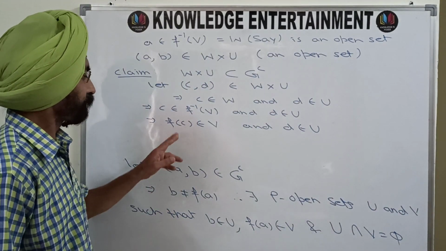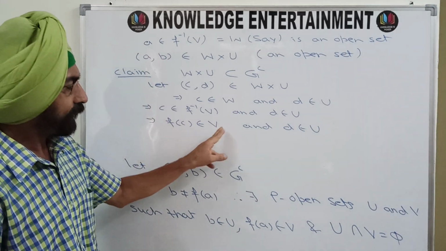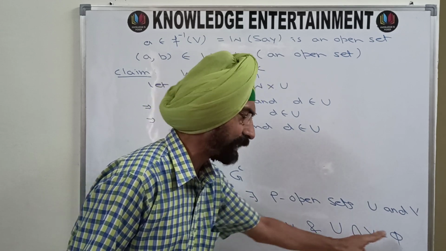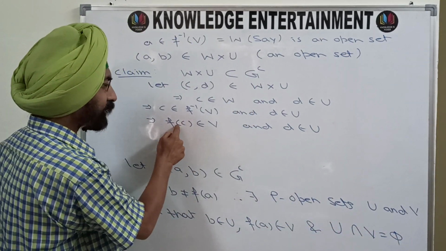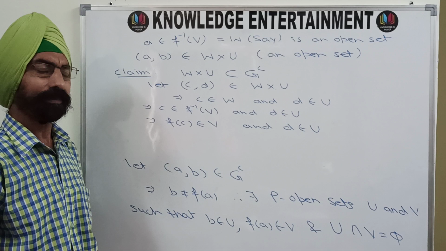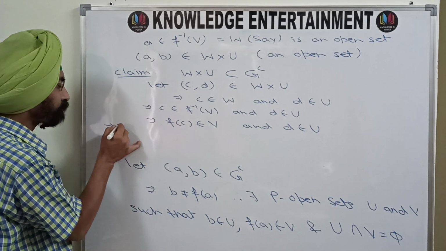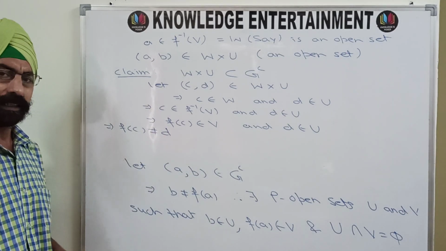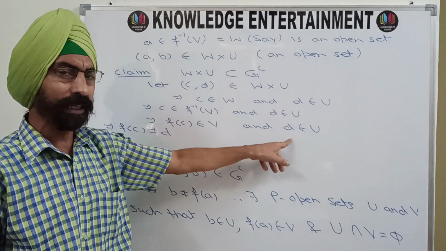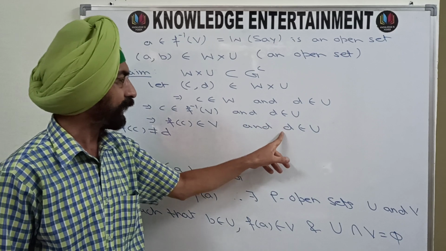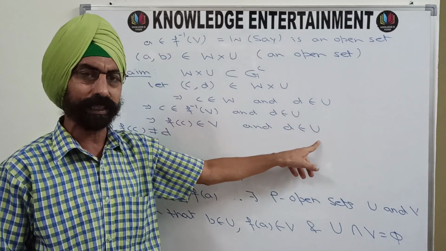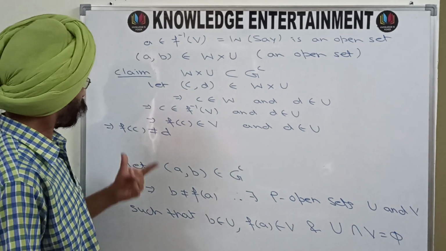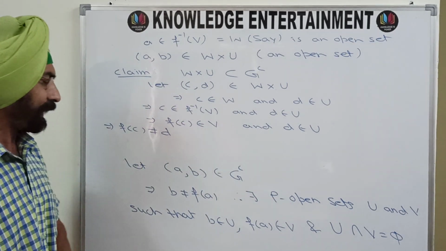Now look that your F(C) is in V, your D is in U, but the intersection of U and V is phi. So these two elements cannot be the same, they must be different. So this means F(C) is not equal to D, because if F(C) is equal to D, then F(C) belongs to V and F(C) also belongs to U. That means V intersection U contains an element, which is a contradiction because U intersection V is phi. So F(C) is not equal to D.